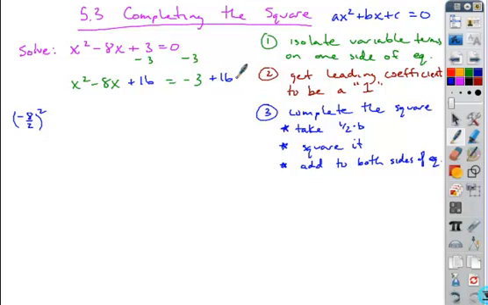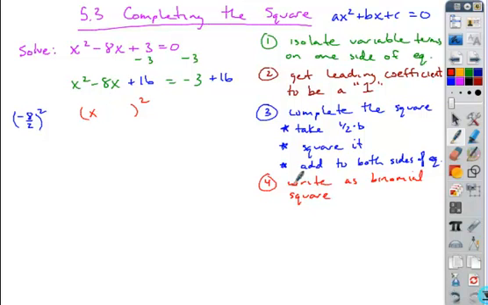Okay, so there's your 3-step process for completing the square. Take half of your first degree term's coefficient, square it, add it to both sides of the equation. Once you do this step, you're then able to rewrite the left side as a binomial square. By following this process in step 3, you create a perfect square trinomial, which in effect can be factored into a binomial square.